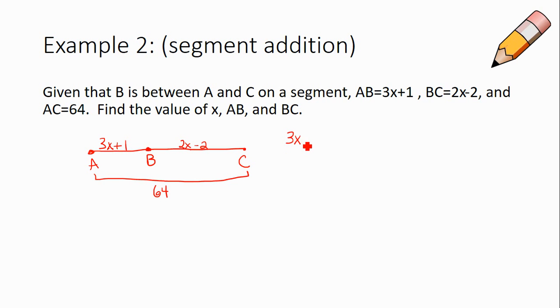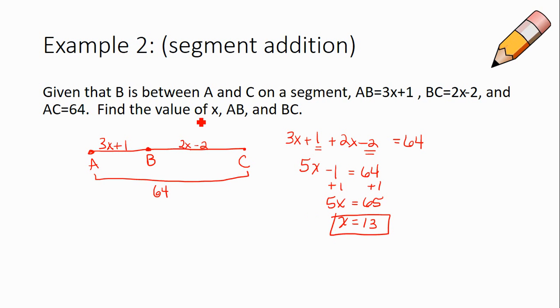So if I add 3x plus 1 plus 2x minus 2, it would equal 64. If I combine like terms on this side, I'd have 5x, and a positive 1 and a negative 2 makes a negative 1. 5x minus 1 equals 64. Add the 1. 5x equals 65, divide by 5, x is 13. So I can find the value of x: 13. And then how would I find AB and BC?